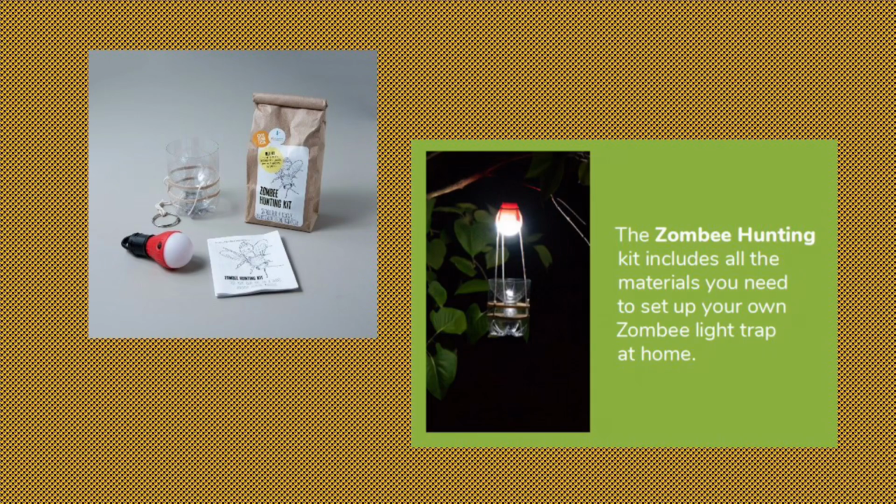Inside the STEAMfest bag that you picked up from the library, you'll find a zombie hunting kit that has everything you need to make your very own zombie light trap. If you were unable to pick up a kit from the library, no worries. We'll be using some pretty common items that you may already have around your house or can get for little to no cost. So continue to watch this recording to find out how you can build a zombie light trap.